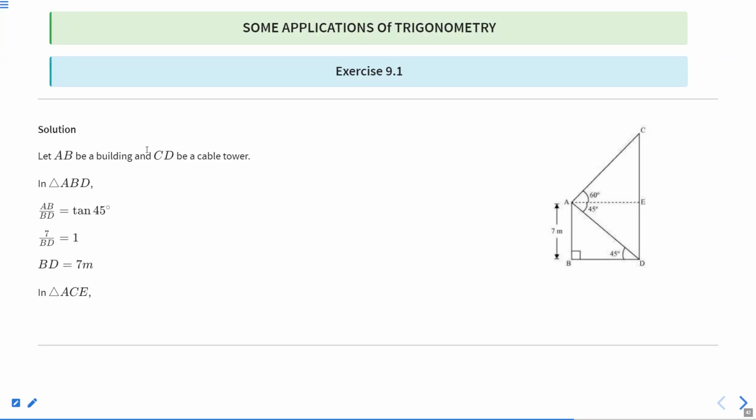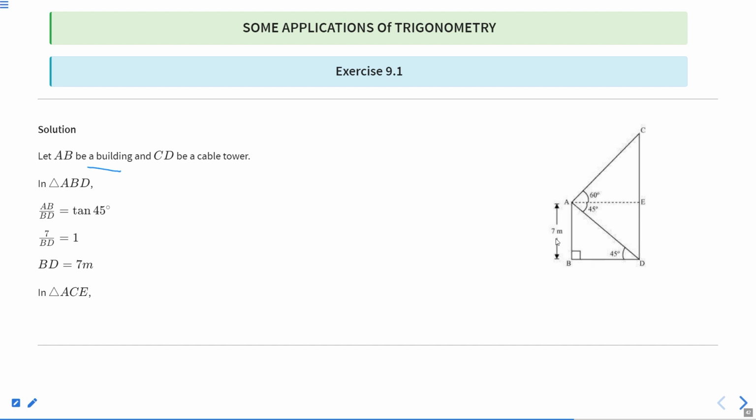Let AB be the building and CD be the cable tower. From triangle ABD, AB by BD is equal to tan 45 degrees, which implies 7 by BD is equal to 1, since AB is equal to 7 meters. So BD is equal to 7 meters.